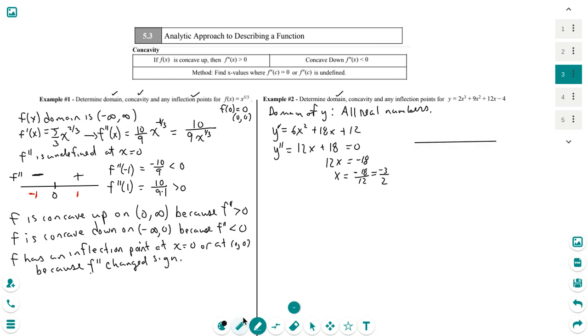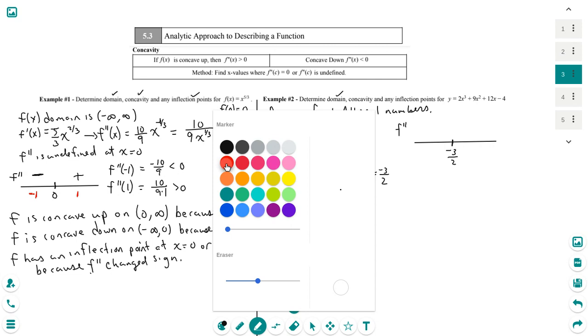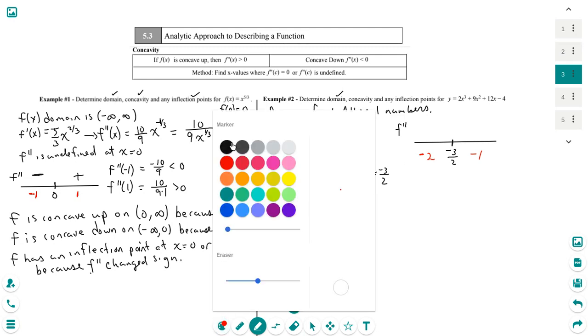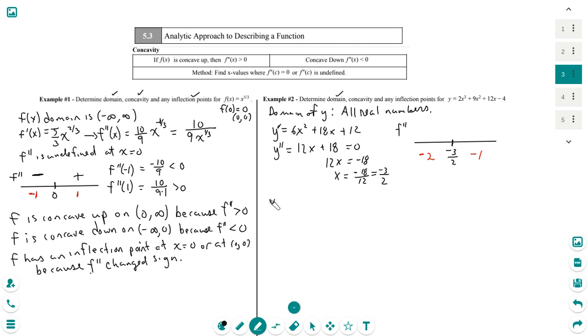So now I'm going to draw a number line and test my second derivative around it. So f double prime, at negative 3/2, that would be where the second derivative is equal to 0. I want to pick two numbers around that. How about negative 2 on the left side, and on the right side, negative 1. So evaluating the second derivative at those points: y double prime evaluated at x equals negative 2.